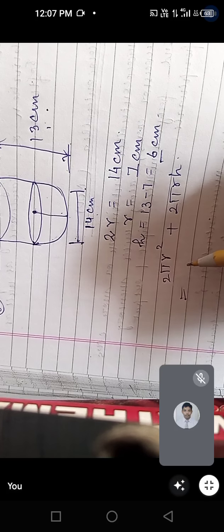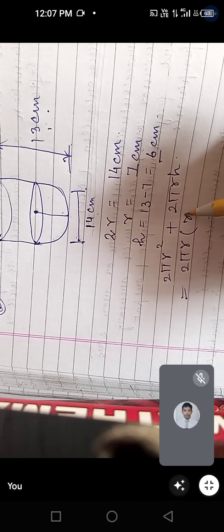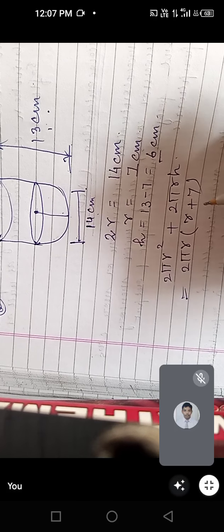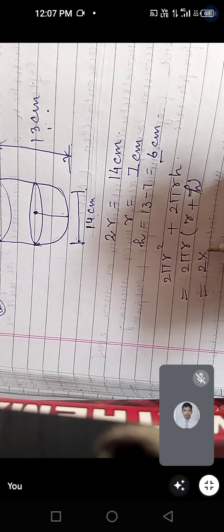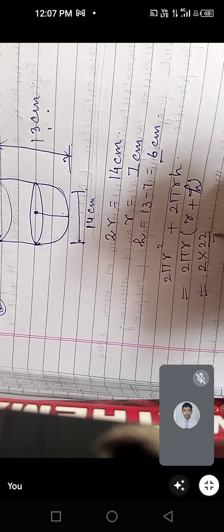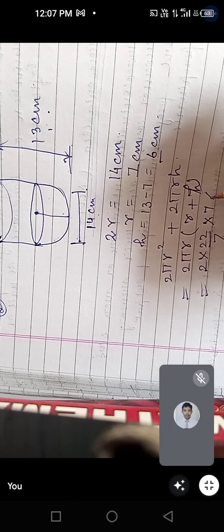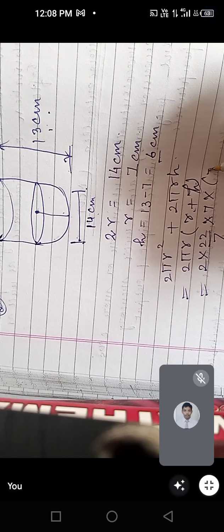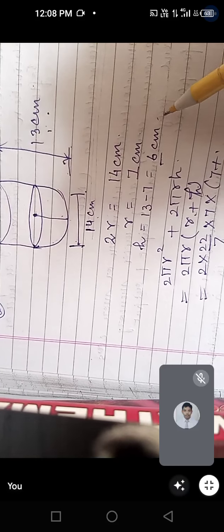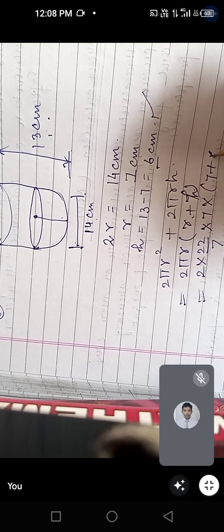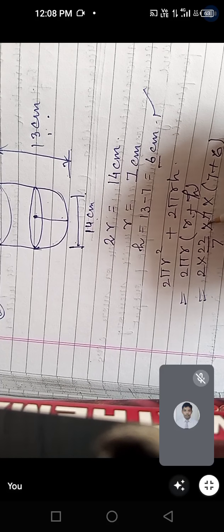So that is going to give you what? 2 pi is common, 2 pi r is common, bracket r plus h. So that is going to give you 2 times pi value 22 by 7. Radius is how much? 7. And then it will be what? r is 7 plus height. Height of this cylindrical part will be what? 6. So 7 plus 6 is 13. 13 into 7, 7 will be cancelled out.